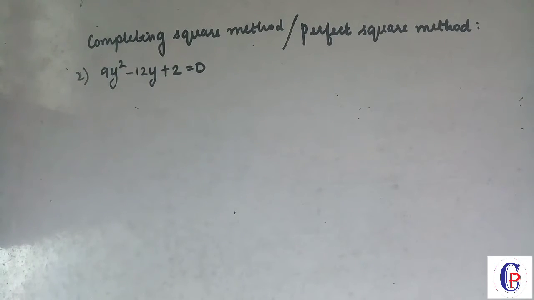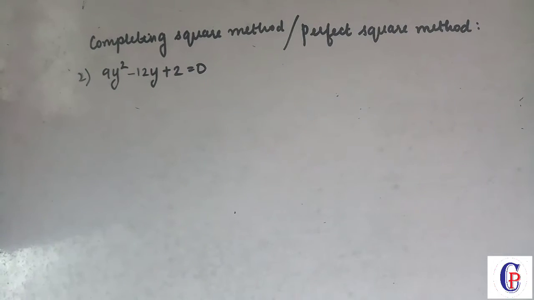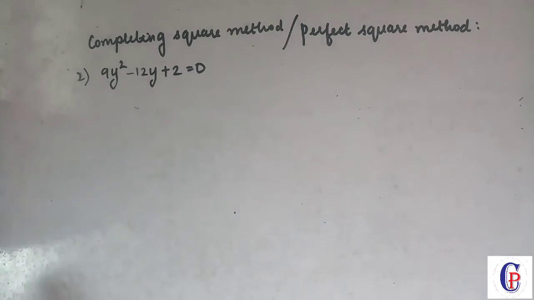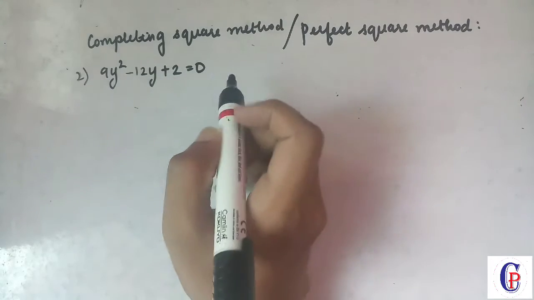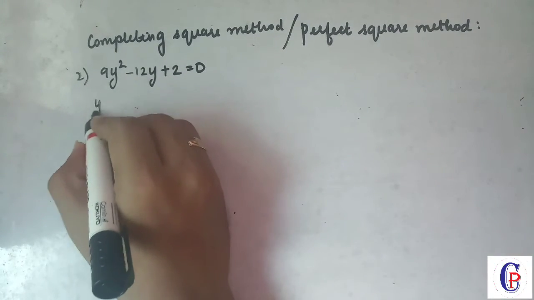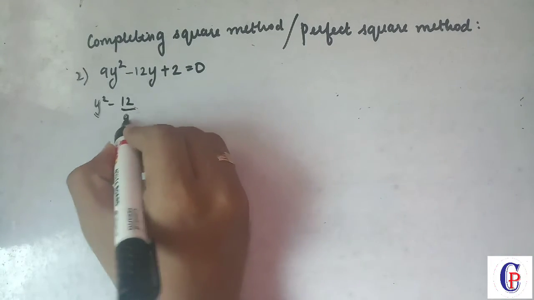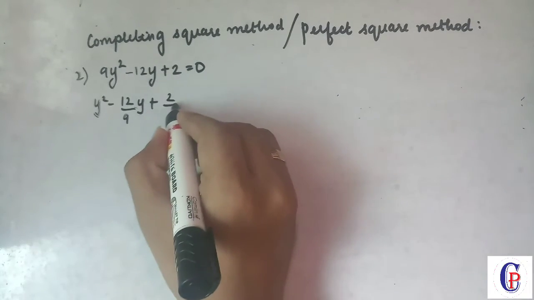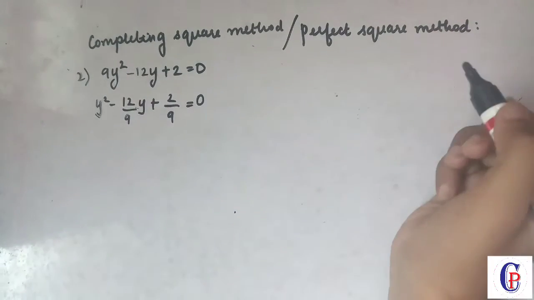Okay, so we have the sum 9y square minus 12y plus 2 equal to 0. So what was the first thing that we are supposed to do? We need to make this coefficient 1. Okay, so we will divide all the terms by 9. So we have y square minus 12 upon 9y plus 2 upon 9 is equal to 0.